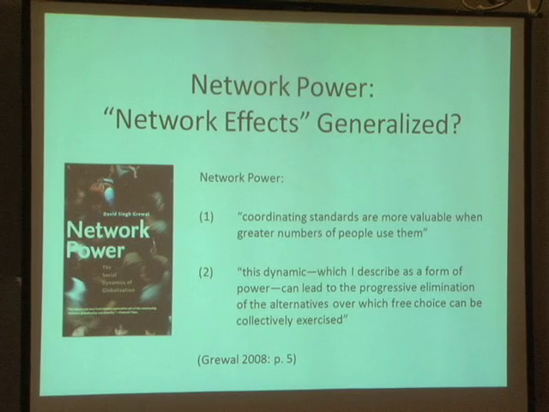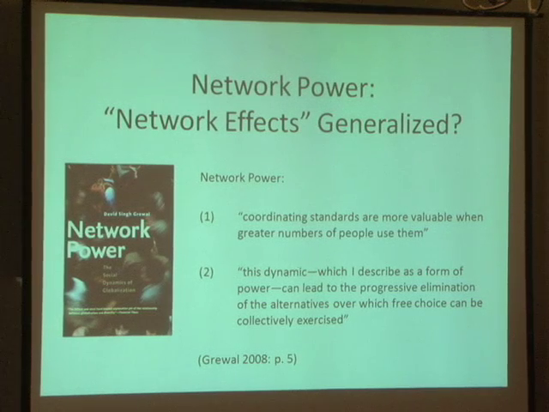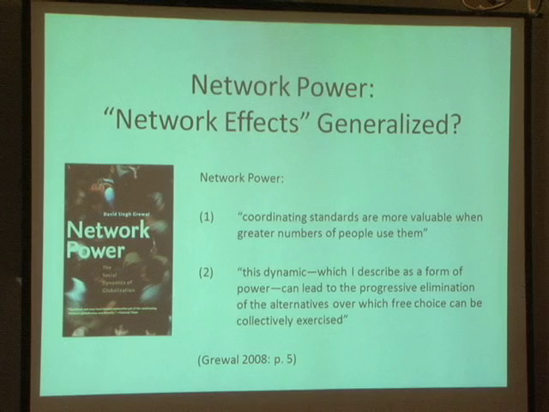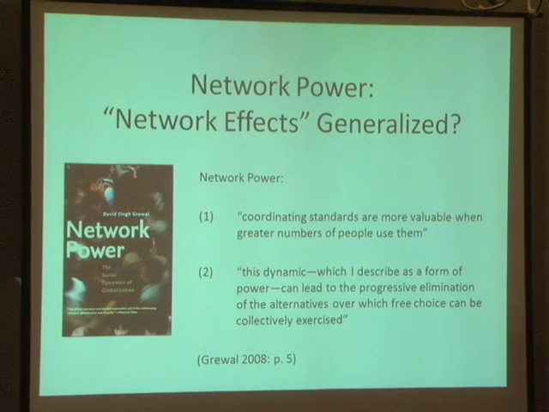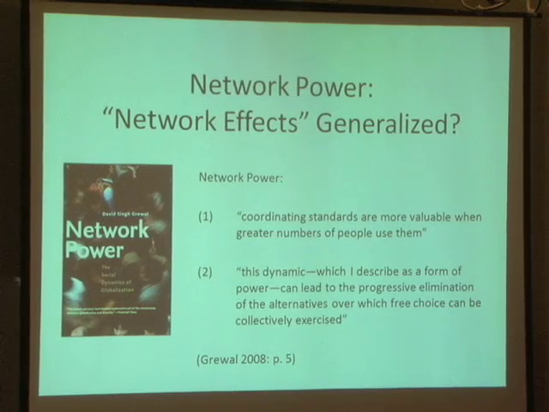That's the basic graph that I think, as Rahul said, on various of these different laws, you'll end up with an increasing value as a metaphor. And then this dynamic, which I describe as a form of power, can lead to the progressive elimination of the alternatives over which free choice can be exercised among different networks. As one network grows to dominance, perhaps it edges out other networks, depending on some questions of the boundary conditions between networks. That was my sort of take.